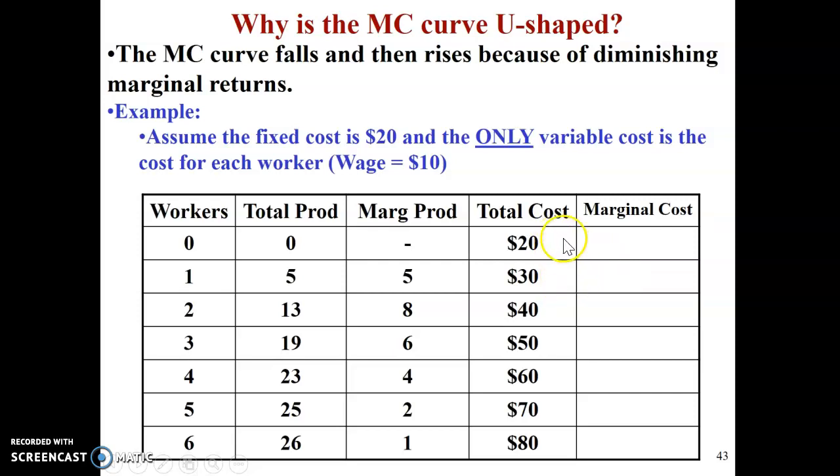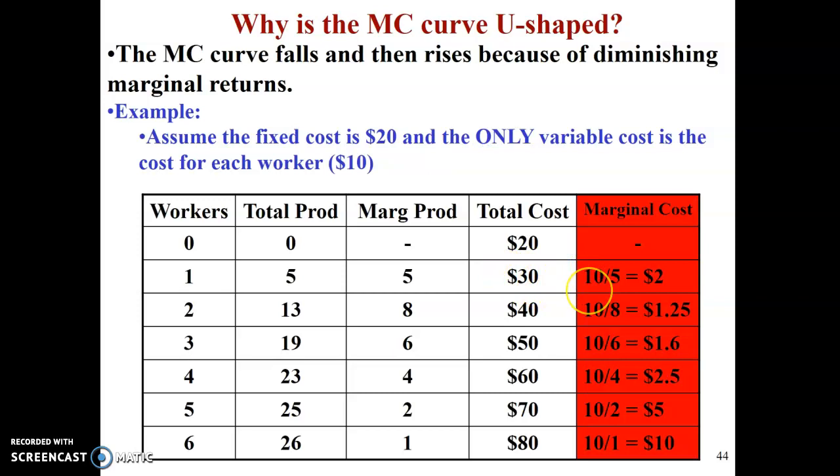If I look at $10, $10, $10, $10, right, as always going to be my change in total cost, if I look at that based on the change in total product, I can see that my marginal cost is going to be, when one worker is making 5 and then the next worker comes on the line and makes 8, right? My cost of $10 is going really far, right?